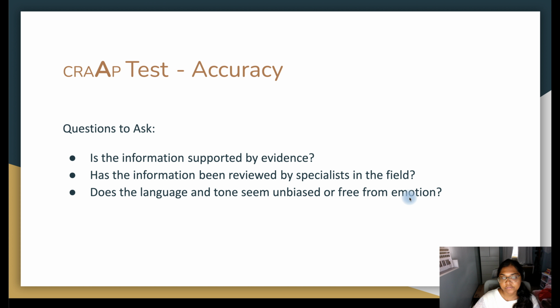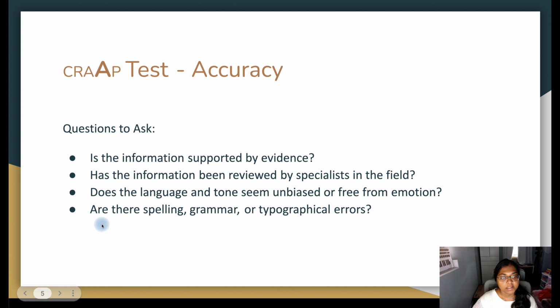So it's okay for there to be some biases if the author makes it clear that this is a commentary or an opinion piece, etc. But if they are trying to present results of a research study, then there should not be biases or emotional words in there. And then finally, are there spelling, grammatical, or typographical errors? So a credible article should not have these types of errors in them.